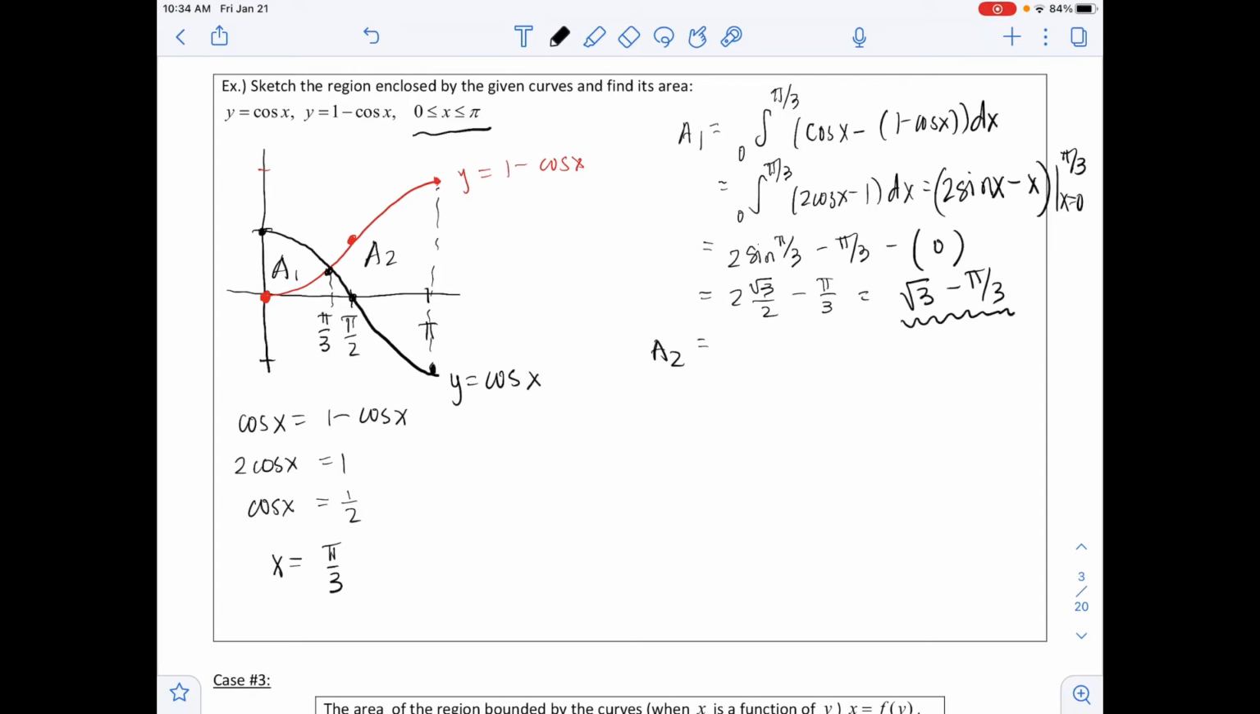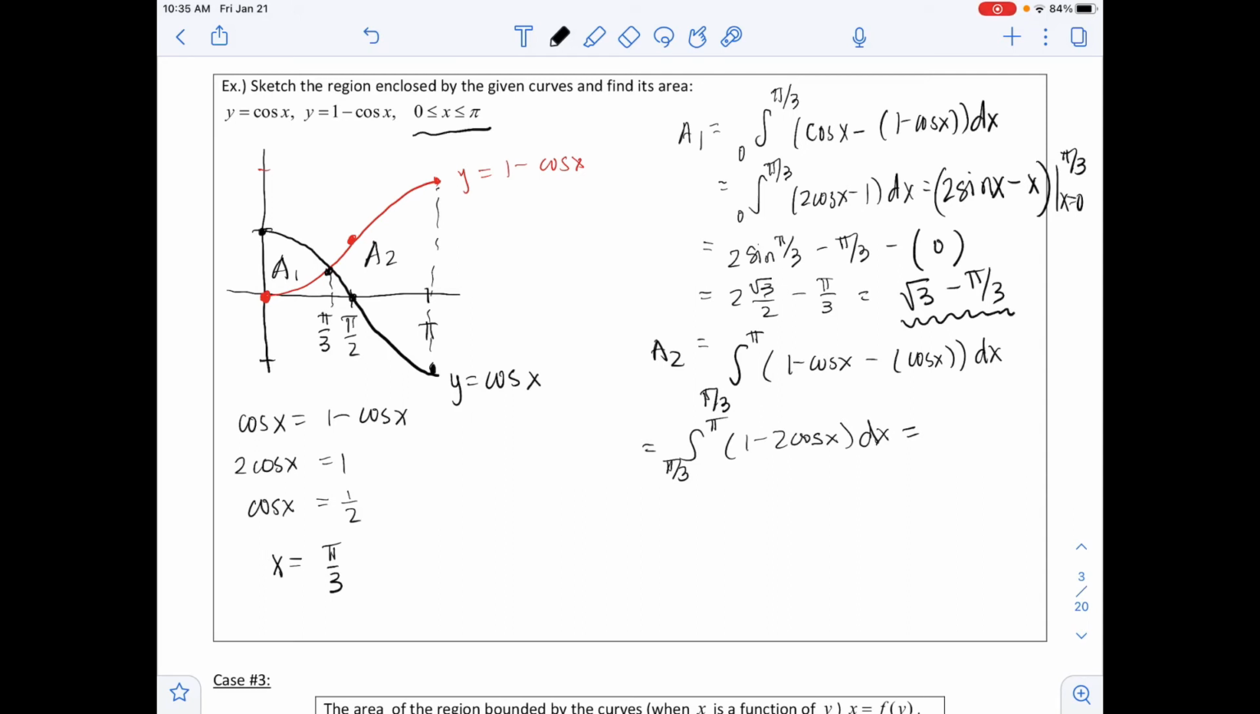And so to set up our integral for A2, we are going to be integrating from pi over 3 to pi. And we're going to do our top function minus our bottom function. Top function this time being 1 minus cosine of x minus our second function, which is cosine of x. Still integrating with respect to x, so dx. Combining our like terms to integrate this a little bit nicer, we get the integral from pi over 3 to pi of 1 minus 2 cosine of x dx, which we integrate just like how we did up above.